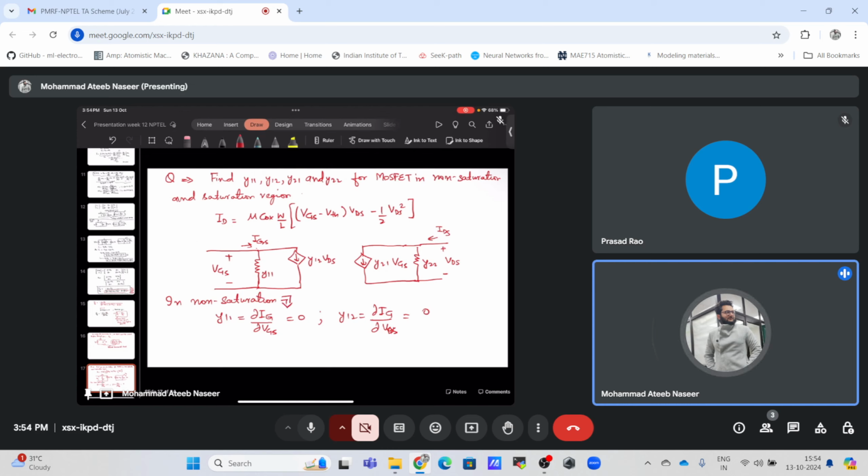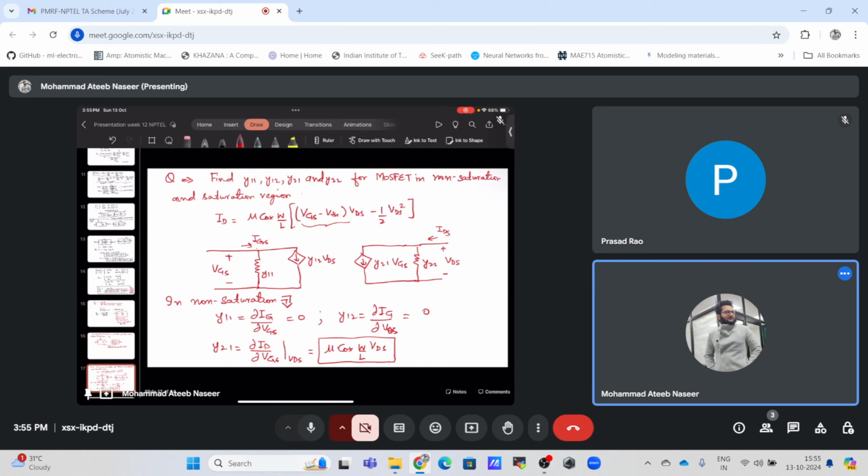Okay, in non-saturation both are equal to 0. Now Y21 is simply dID by dVGS at constant VDS. So if I differentiate this equation, I will get simply mu times Cox W over L times VDS. So Y21 is a linear function of VDS in the non-saturation region.